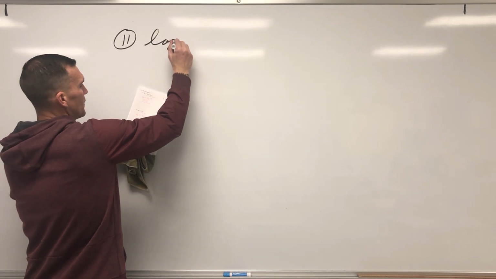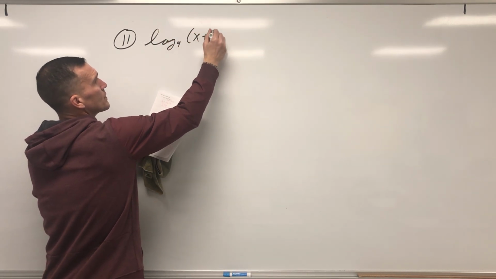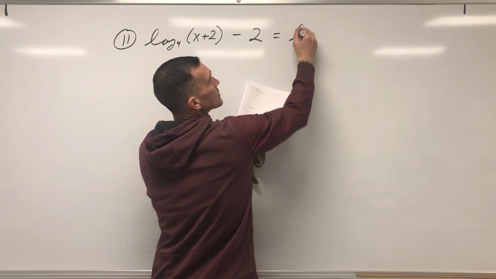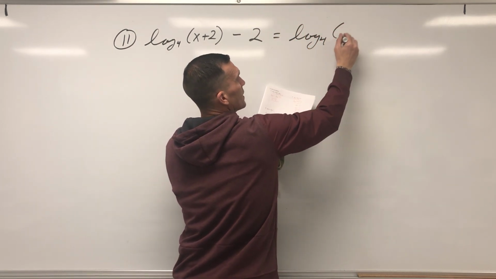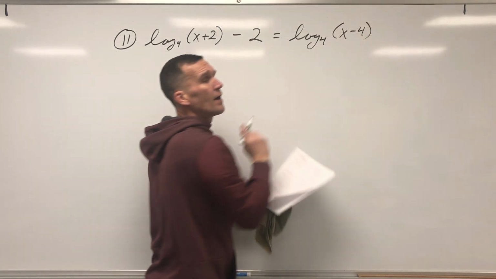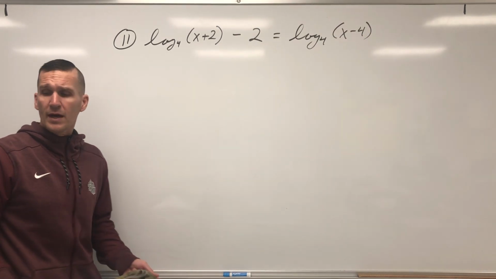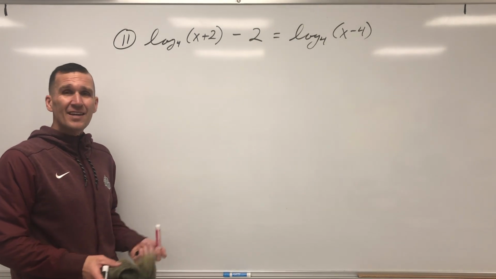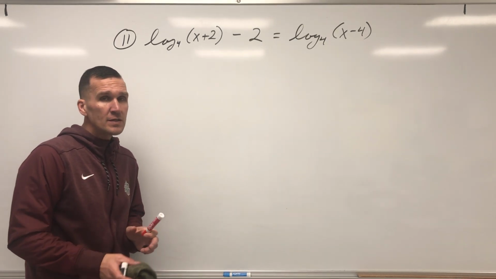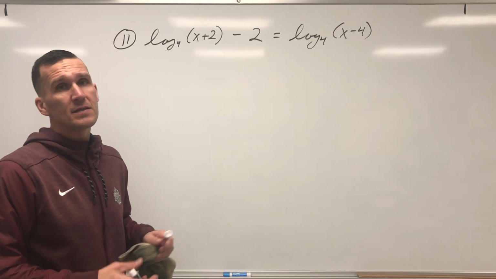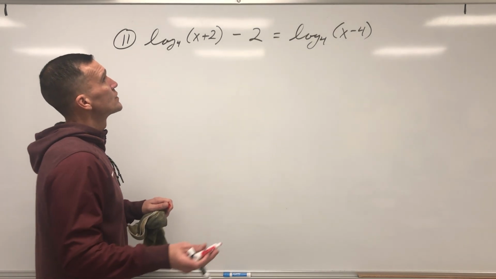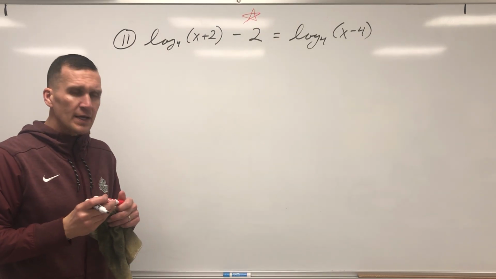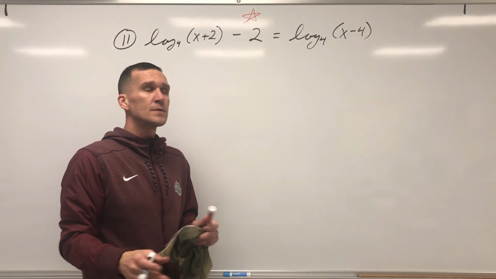It's log base 4 of x plus 2, minus 2, and that equals log base 4 of x minus 4. So now that we've got our equation written, we're going to see that there's actually a non-logged piece, or a regular piece, and that makes it scenario number 1. So in my brain, I look at that -2 and I say, hey, you're not a log piece.